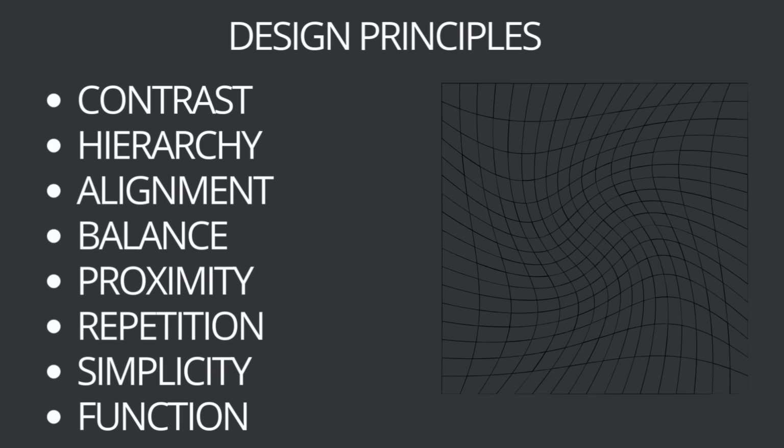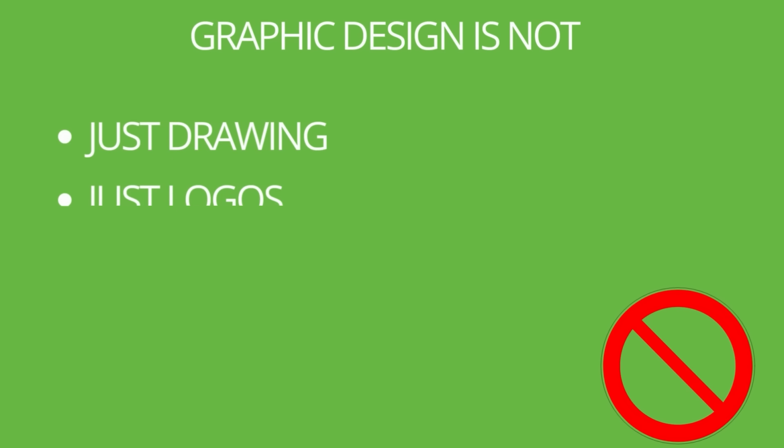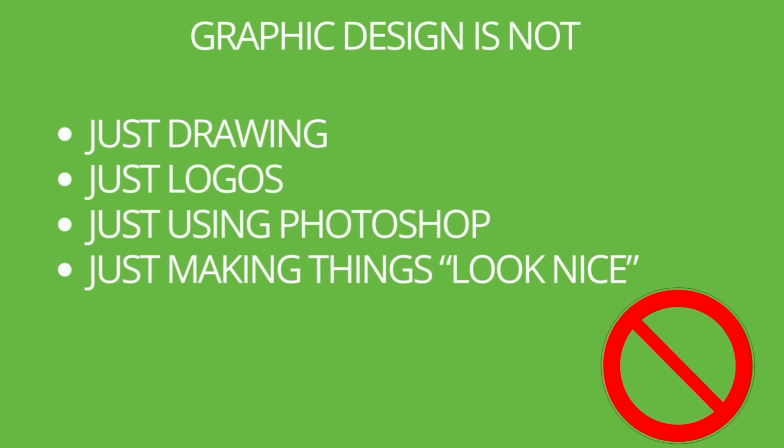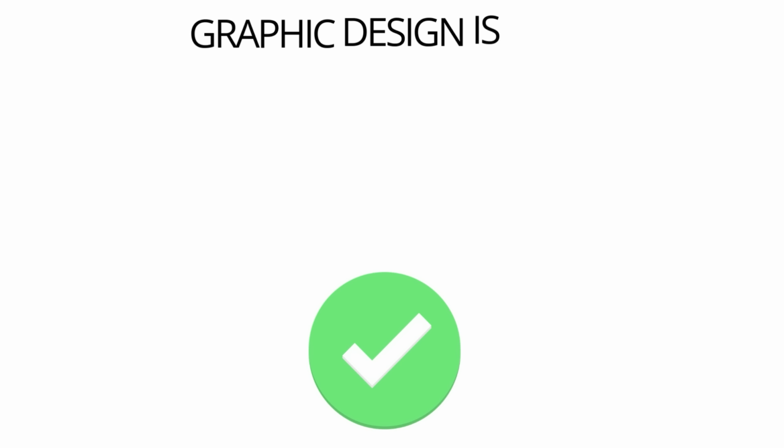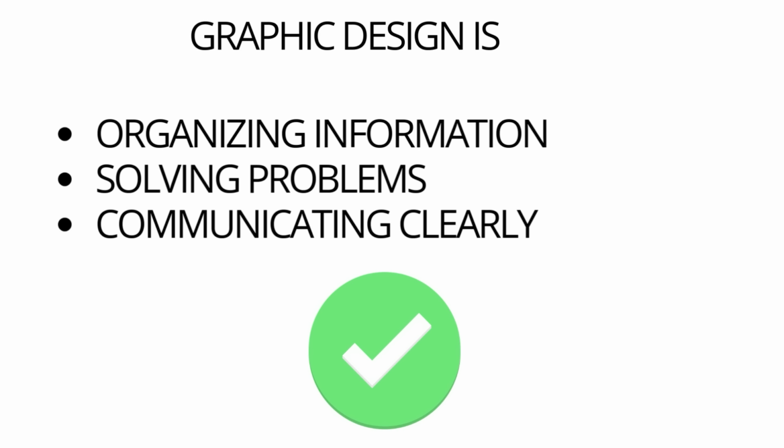Good design follows principles like contrast, hierarchy, alignment, balance, proximity, repetition, simplicity, and function. Graphic design is not just about drawing, it's not about logos, it's not about Photoshop, it's not making things look nice or pretty. But graphic design is organizing information, solving problems, and communicating clearly. The goal is to communicate clearly. So pretty is not the goal, clarity is the goal, functionality is the goal, and impact is the goal.